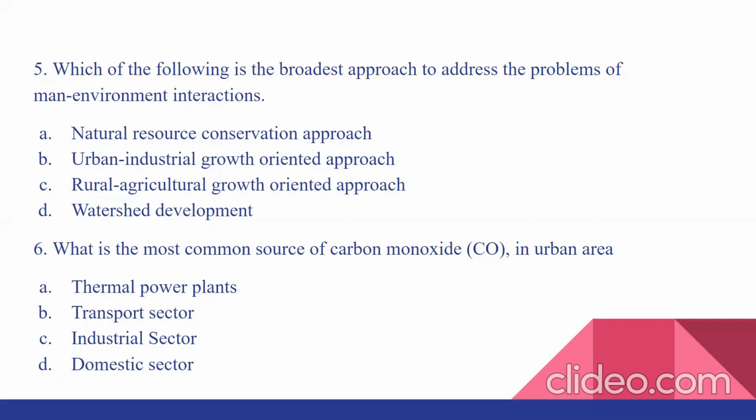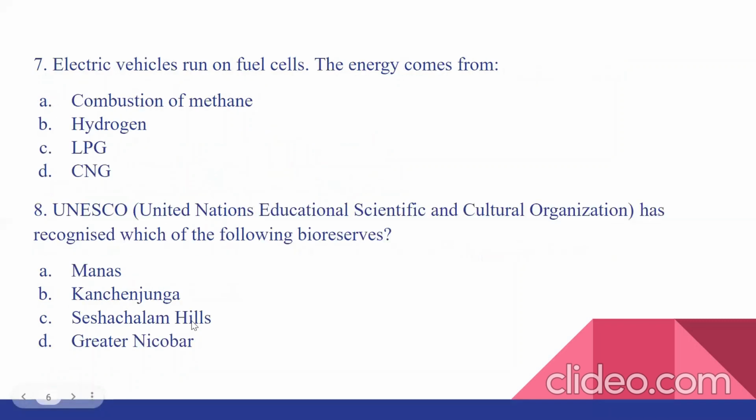And the transportation sector is everywhere. You see bikes, scooters, cars, buses, trucks, trains, and airplanes everywhere. So for the transportation sector, the answer is B. The transportation sector is the most common source of carbon monoxide in urban areas.